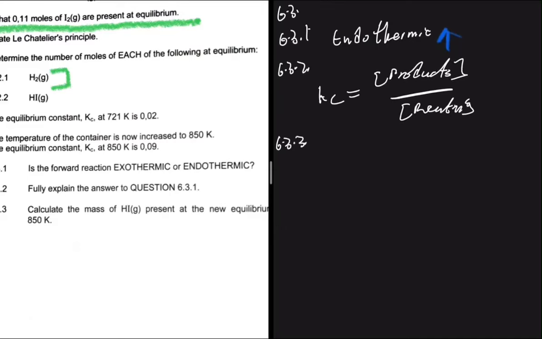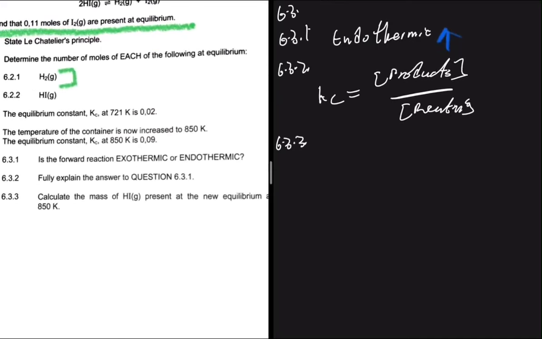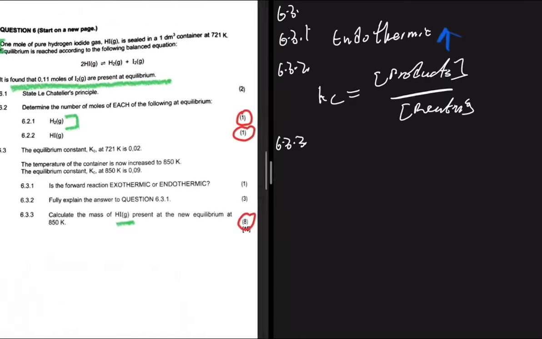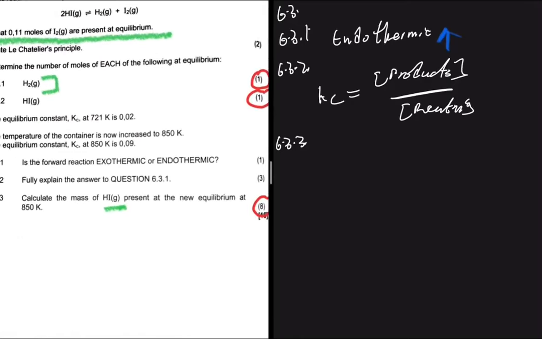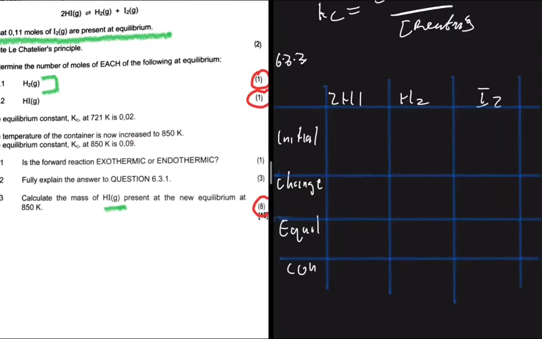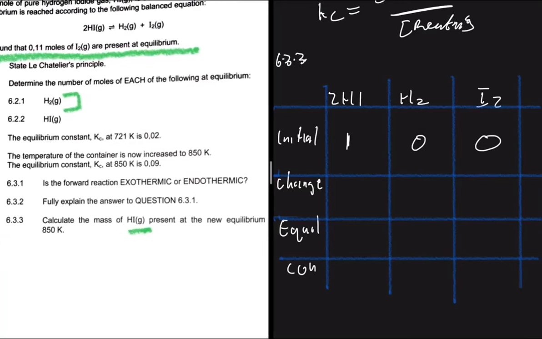6.3.3, 8 marks. Let's calculate the mass of HI present at the new equilibrium at 850 K. So let's start with the initial number of moles. For the initial number of moles, we have 1 for HI, as we've already talked about, and then for H2 we have 0, for I2 we have 0. But now we don't know the change anymore, because the change we had was for 721 kelvins. Now we're at 850.